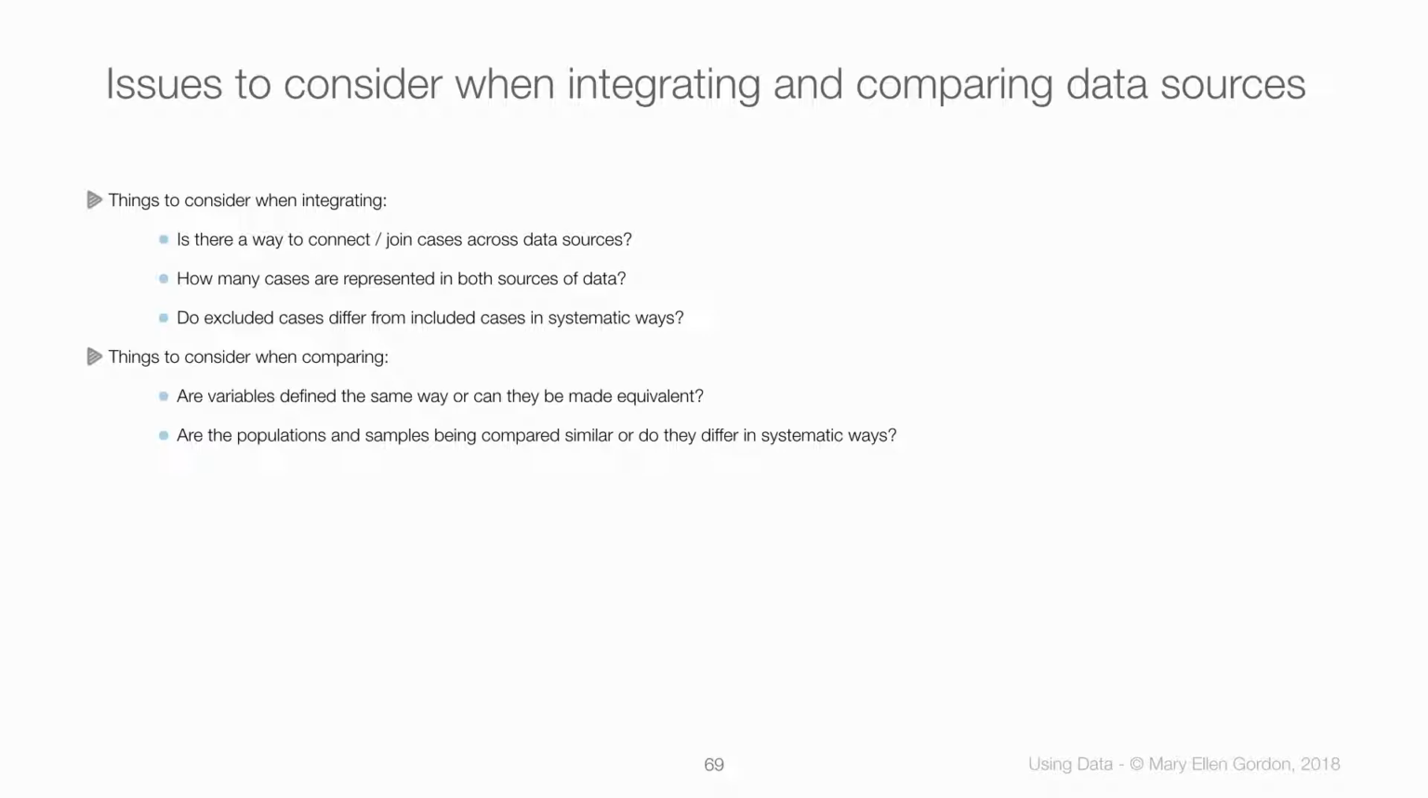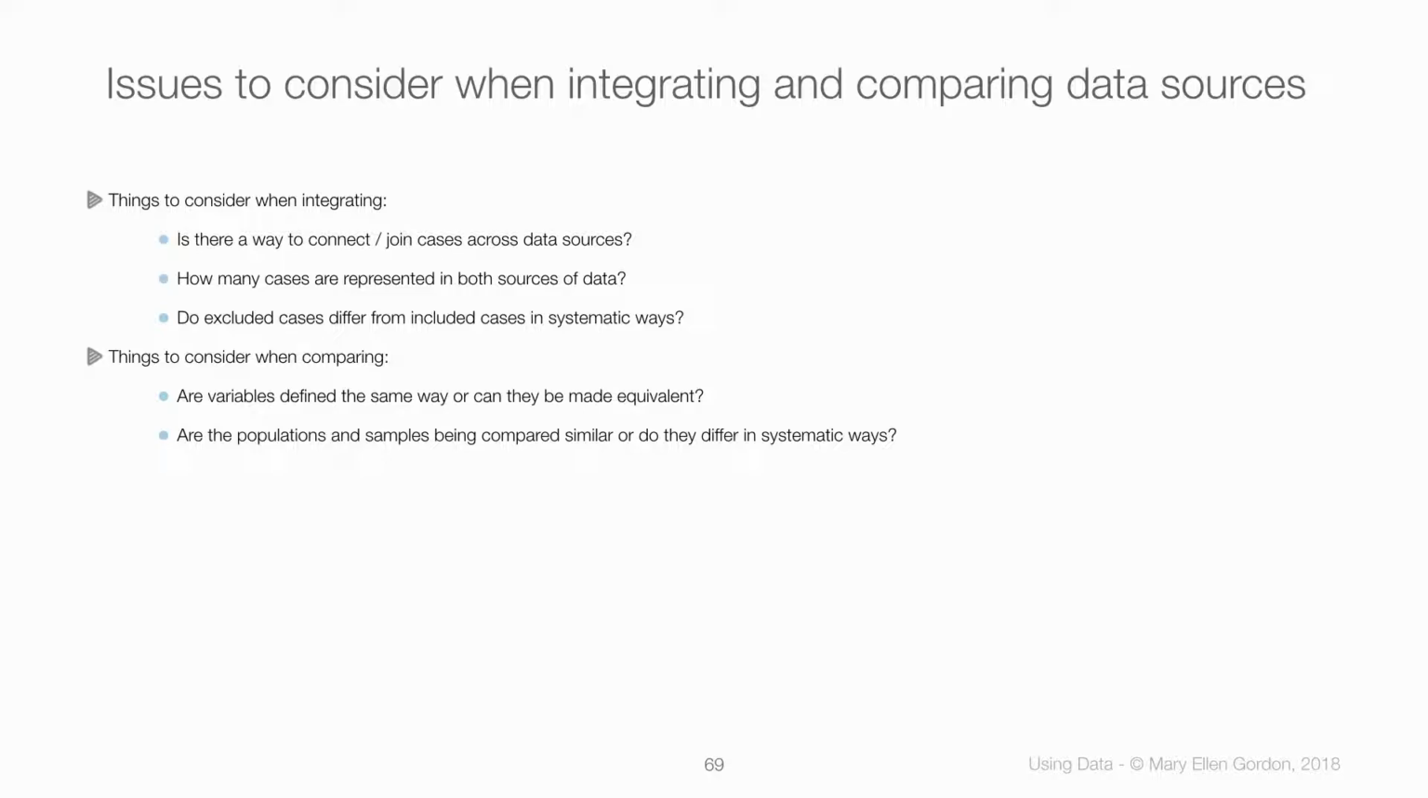For example, we might want to integrate data that relates to how people are using a given app on their phone and on their desktop computer and on a tablet, but we can only do that if there's a way to connect or join cases across those different devices. For example, a common login across all of those. If there isn't that type of common connector, then we won't be able to get the data for the same person across those different devices because we have no way to connect them.